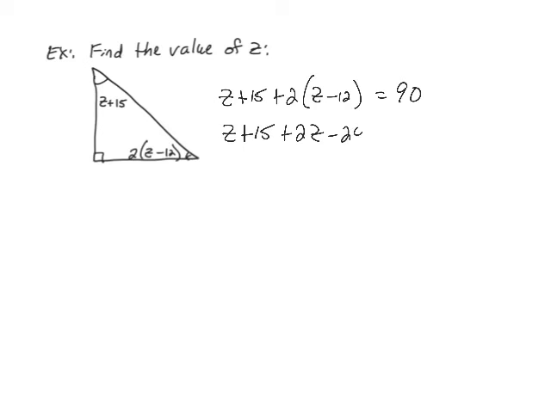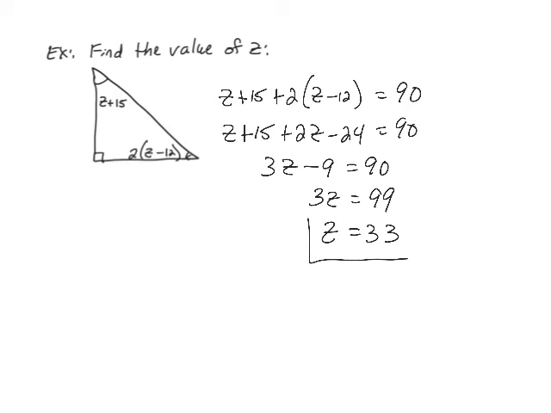2z minus 24. So let's see here. We have 3z minus 9 is 90. So 3z, if I add 9 to both sides, that's 99. And z is 33. So those are samples of all sorts of different problems you're going to solve with triangles.